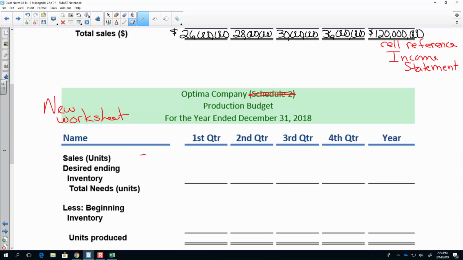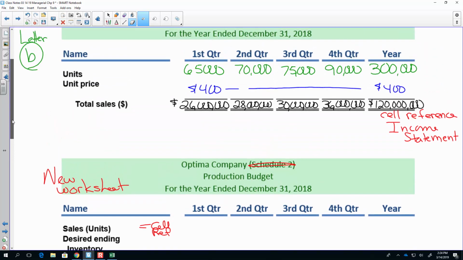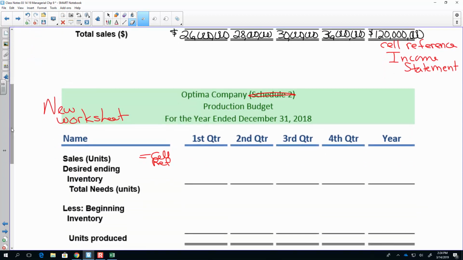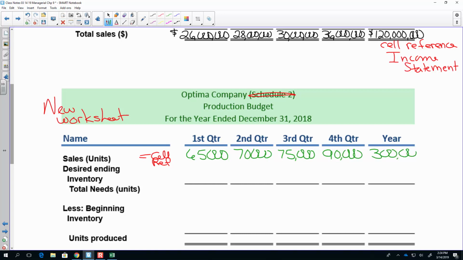I'm going to cell reference the sale quantities. So where are they coming from? The sales budget. So equal sales budget, cell, whatever. So I'm going to have the same numbers, 65,000, 70, 75, again, formatted nice. 300 for the total. Same as in the sales budget.